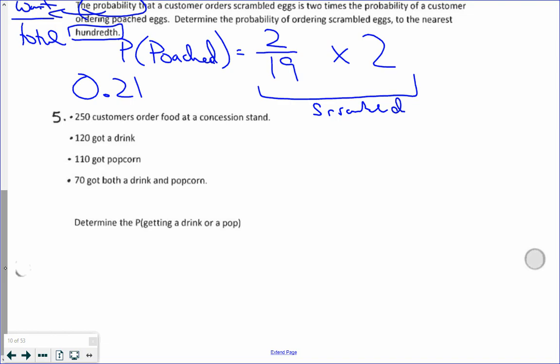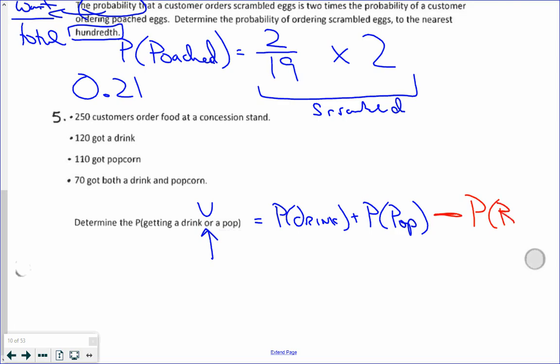So 250 customers ordered food at a concession. 120 got a drink, 110 got popcorn, 70 got both. Determine the probability of getting a drink or a pop. So right here is the or. So or is the union. So when you're doing or, it's the probability of the drink plus the probability of the pop, and then you always have to check for the overlap. You only check for overlap with or questions. Okay?